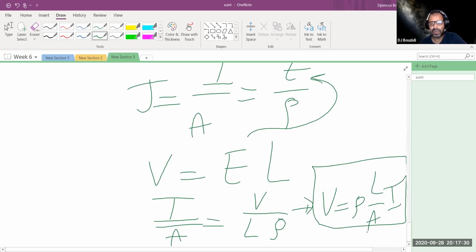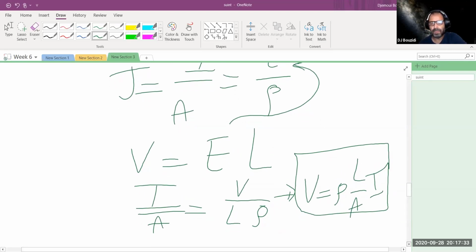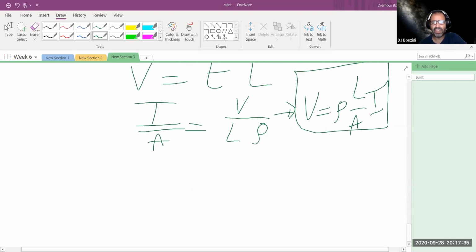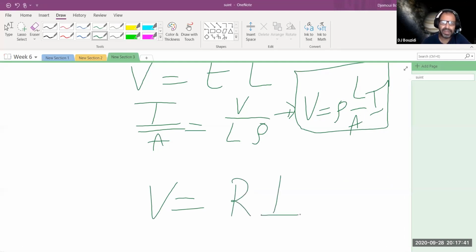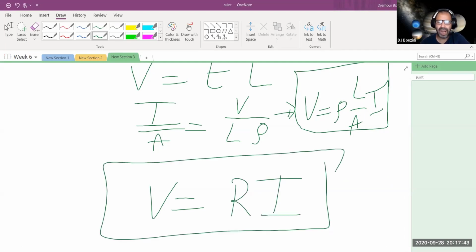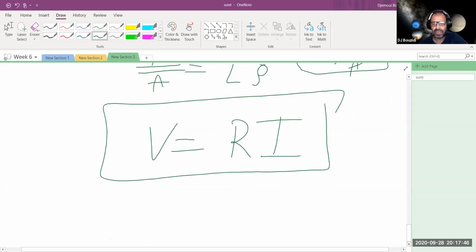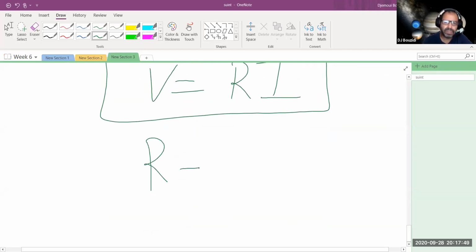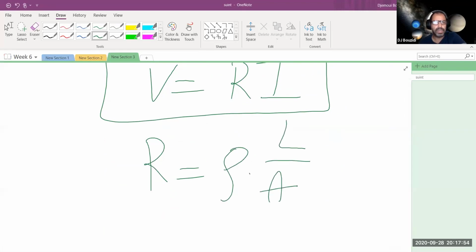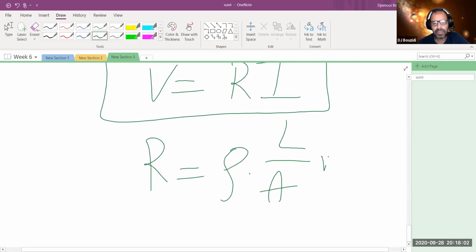This is the expression for how the current and the voltage are related. We write it symbolically as V equal to Ri, where R for this material is equal to rho times L over A. I didn't mention what the units for rho are, but I'm going to mention what the units for R, the resistance, are. So R here is the resistance.